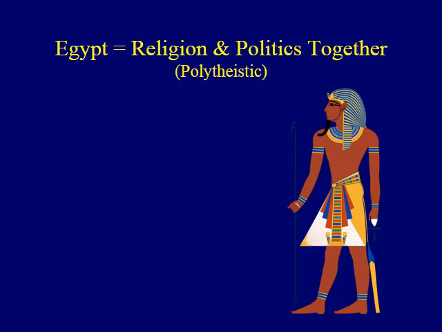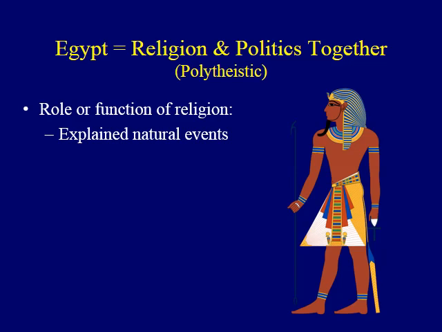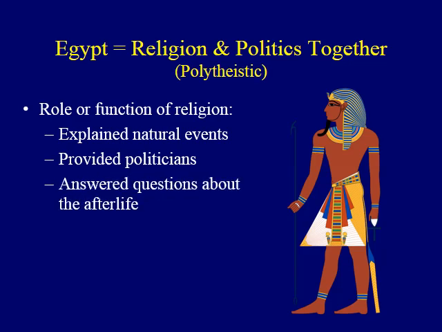When looking at the motivation for establishing the pyramids, I want to start with a concept or idea. First, I want to address the role or function of religion in Egyptian society. There are a few things to be addressed here. First of all, religion helped to explain naturally occurring events, for example, the weather and the flooding of the Nile. Secondly, religion helped to provide politicians, because Pharaoh, or the political leader, was the same as a god on earth. Lastly, a particular focus for the Egyptians was that their religion helped to answer questions about the afterlife. In fact, some have argued that the Egyptians were obsessed with the afterlife.